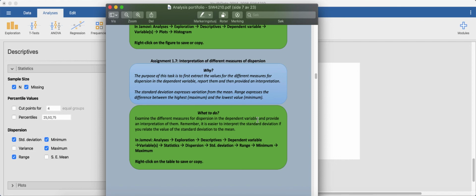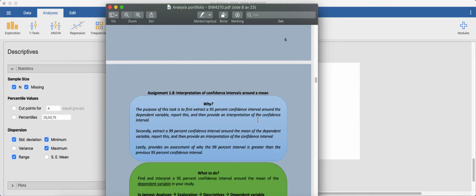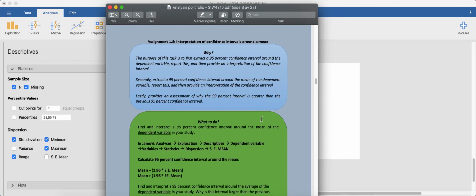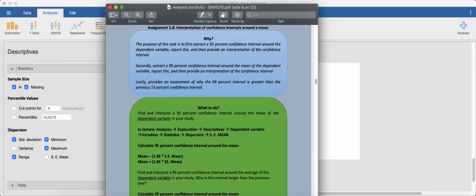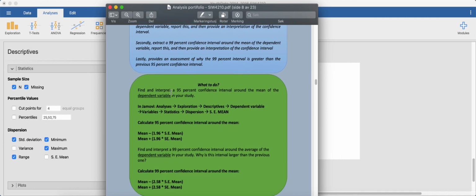Okay, so that was 1.7, and 1.8 is the interpretation of confidence intervals around the mean. The purpose of this task is first to extract a 95% confidence interval around the mean of the dependent variable, report this, and provide an interpretation of the confidence interval. Secondly, extract a 99% confidence interval around the mean of the dependent variable, report this, and provide an interpretation of the confidence interval. Lastly, provide an assessment of why the 99% interval is greater than the previous 95% confidence interval.